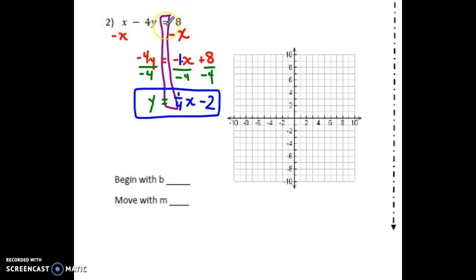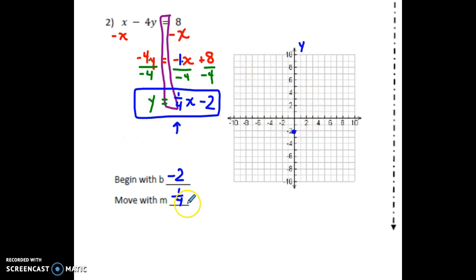So guys, our original equation has been transformed. We have it in what's called slope-intercept form, which means we can grab our y-intercept. We can go to our y-axis, we can plot our y-intercept, and then we are going to do our slope, which remember is how we move between points. Begin with B, move with M.